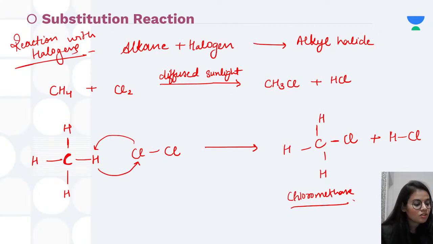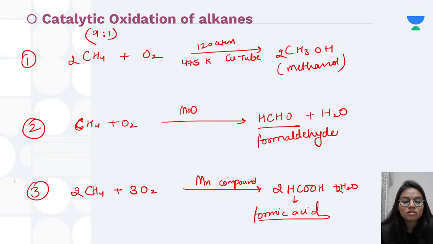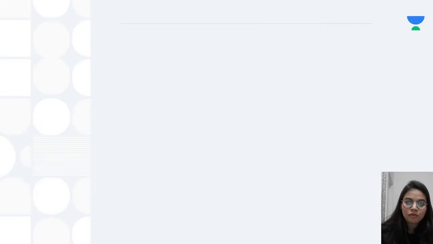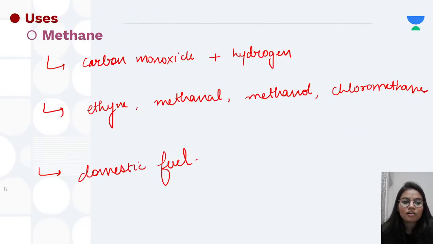Then we have the substitution reaction, that is reaction with halogens. Then catalytic oxidation of alkanes: on changing the conditions, we can get different products. And on slow combustion, we again get different products from alkane to alcohol, then aldehyde, carboxylic acid, and finally carbon dioxide and water. The uses are: methane is a great source of carbon monoxide and hydrogen.